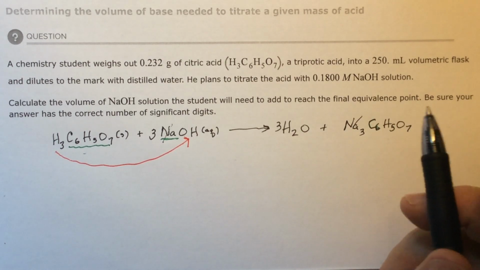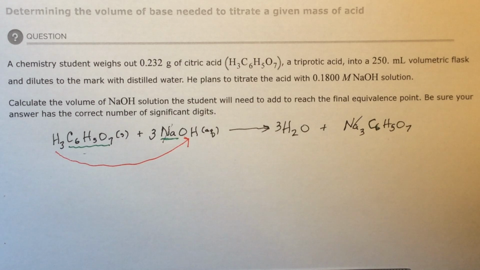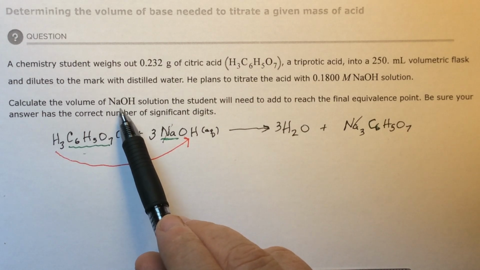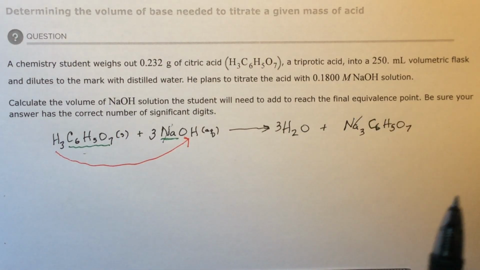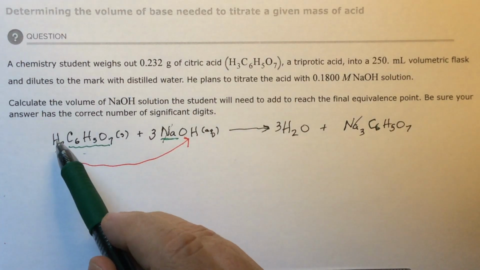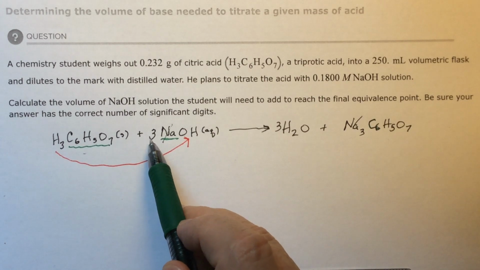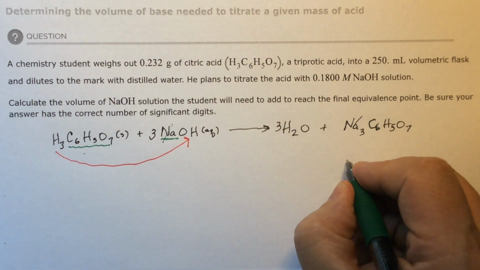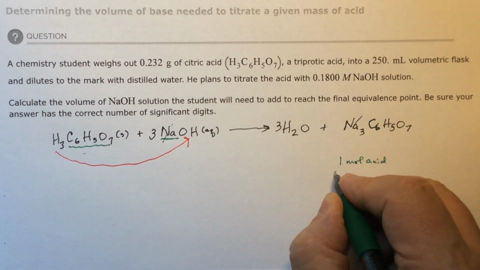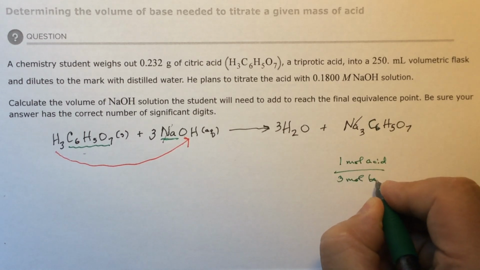All right, so they're asking you to find out how much sodium hydroxide I need in order to reach a final equivalence point. So an equivalence point is when all of my acid is neutralized by all of my base. My base and my acid cancel each other out. So what does that mean? It means that my acid, I have a 1 to 3 relationship. So I have 1 mole of acid to 3 moles of base.